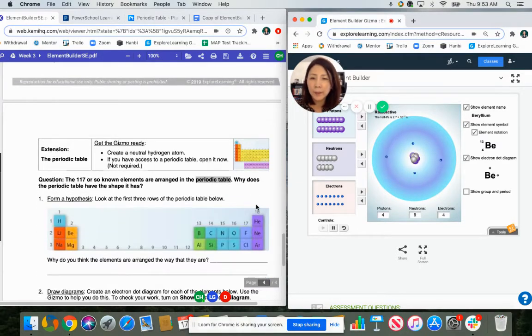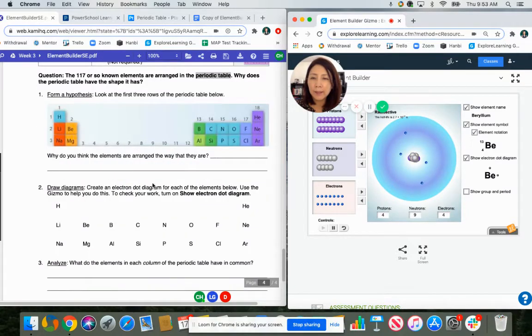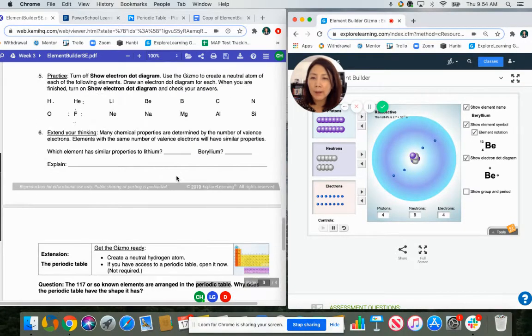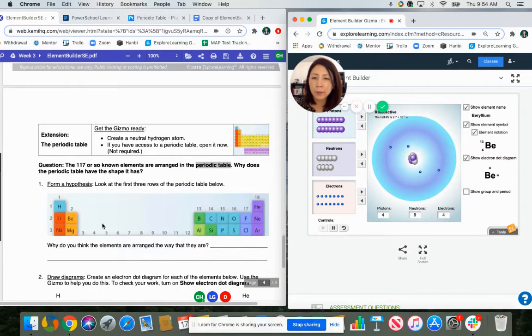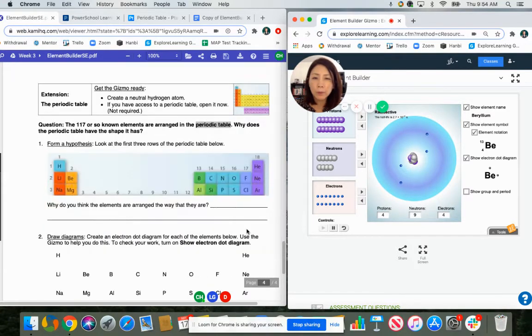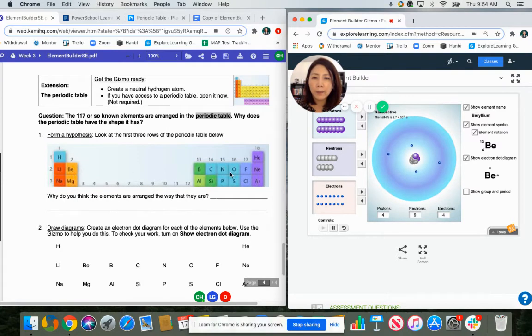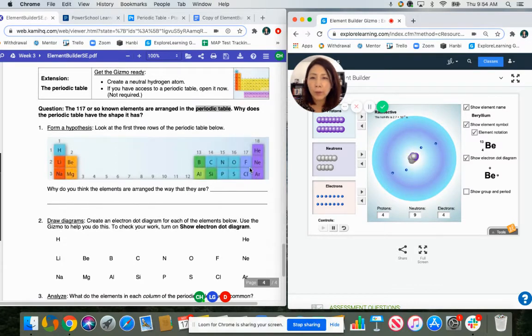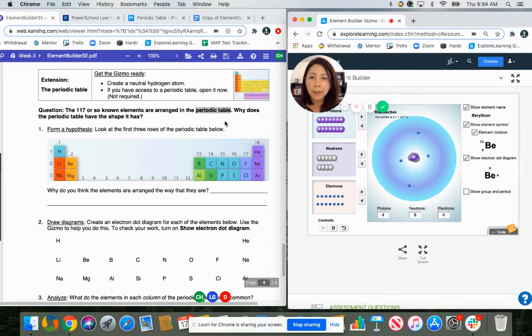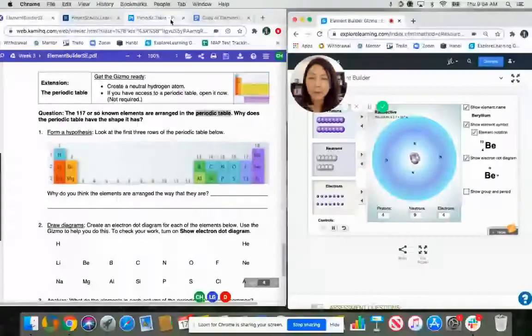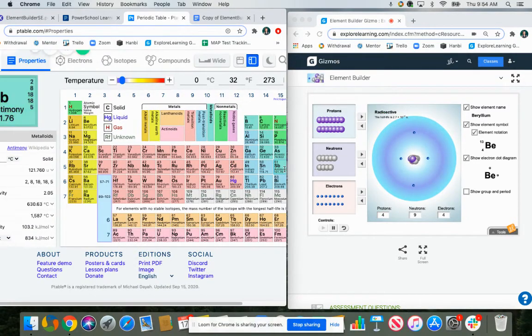Okay, now you're going to see that these elements that you just did up here are actually arranged in a certain order. So hydrogen goes here, helium doesn't go here, but it goes over here. And then the other elements follow in these rows, and then they also line up in these columns. So the first question is, why do you think they're arranged this way? It says if you have another periodic table, you can take a look, and I did post a link of one, so you can see this right here.